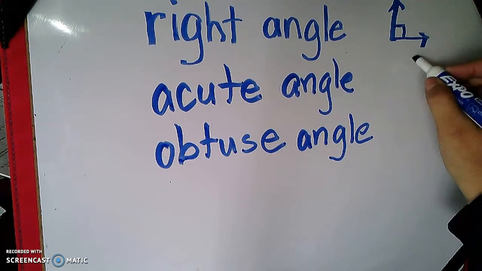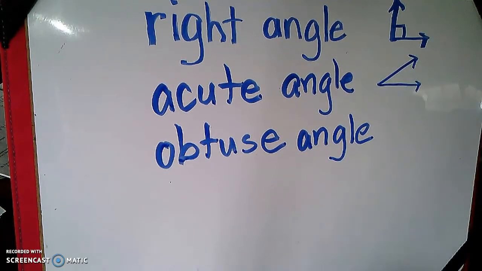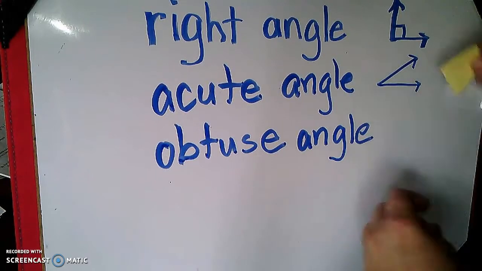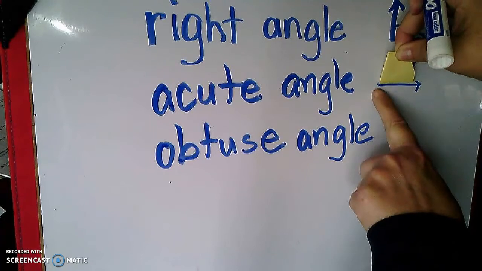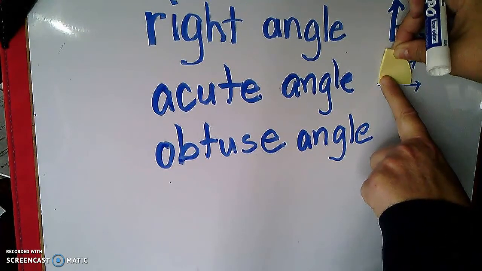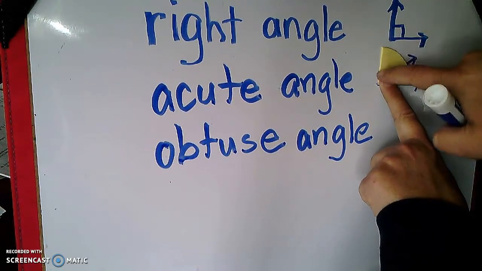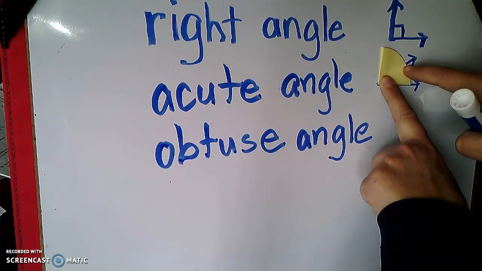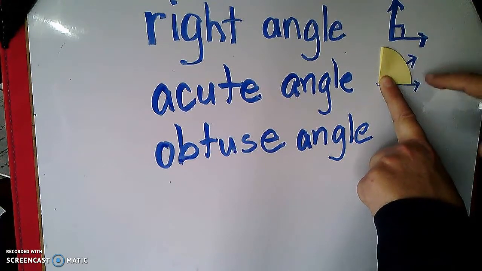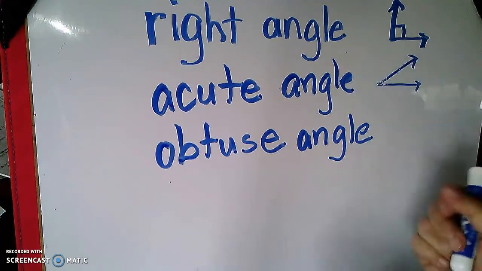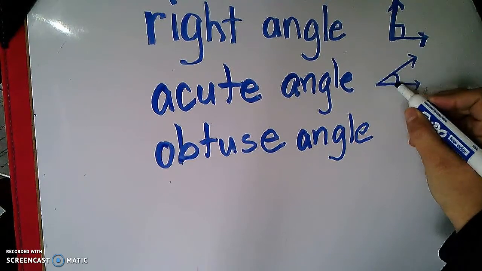An acute angle is an angle. If I take my template and line up this vertex, the point of the angle, to the point of this angle, I notice that here's where my right angle side would be. This is smaller than that right angle. It's inside of where the right angle would be. That makes it an acute angle. And again, I'm going to use an arc to show that that's an angle that I'm measuring.